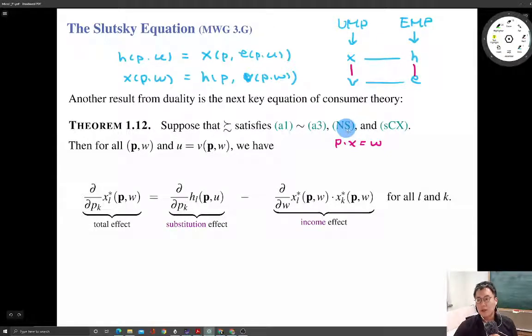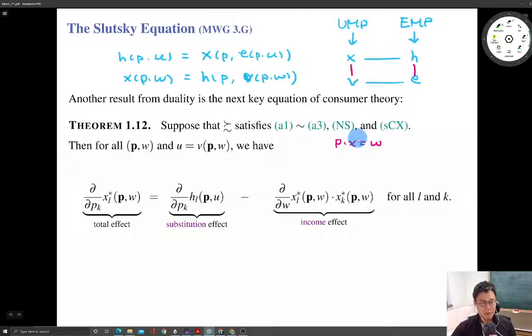So with just local non-satiation, we are able to establish the duality between Hicksian demand and Walrasian demand, and the duality between these two value functions. And by the way, the law of this local non-satiation is, under this assumption, we know that P dot X is equal to W. So the consumer's wealth is totally exhausted for consumption if X is optimally chosen.